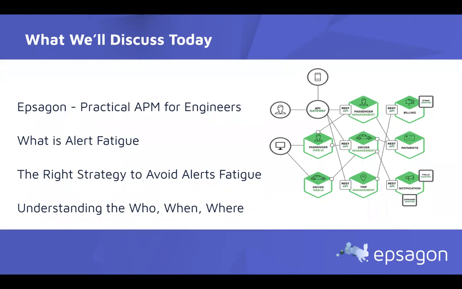We're going to talk a little bit about what exactly alert fatigue is, how we experience it, and how we can be aware whether we have it or not, because most of us are not even aware that we are experiencing alert fatigue. The second thing will be to share with you the right strategy to avoid such events. We're going to talk about how to understand who, when, and where should be alerted, and where alerts should come from, in order for us to build much more practical alerts.